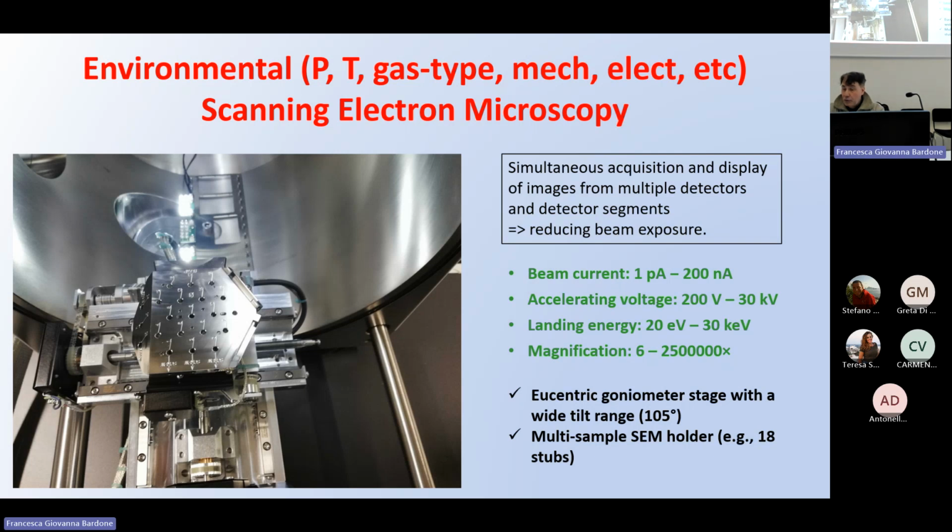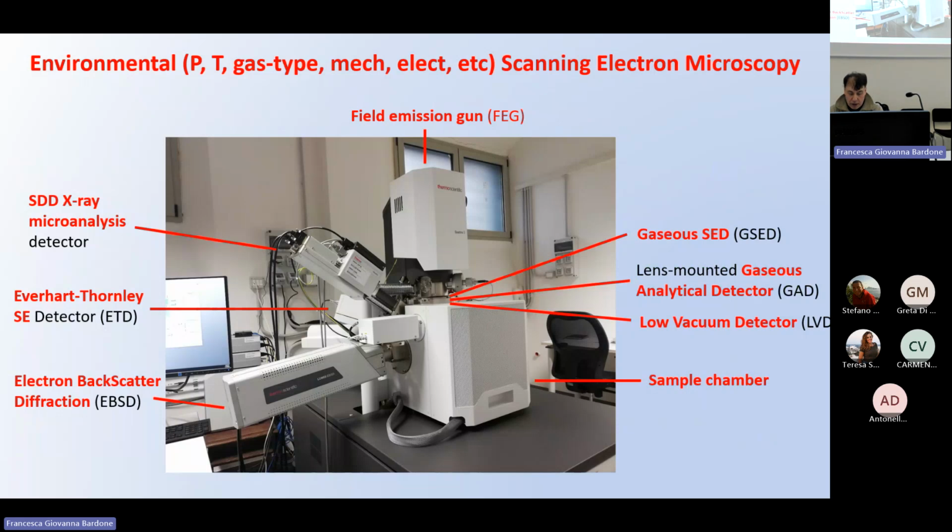This is very important if you want to see morphological aspects of your material and you want to tilt your sample without losing your sample in the field of view during the observation. You can do this with this goniometer. And with the multi-sample holder, you can observe up to 20 different types of objects.